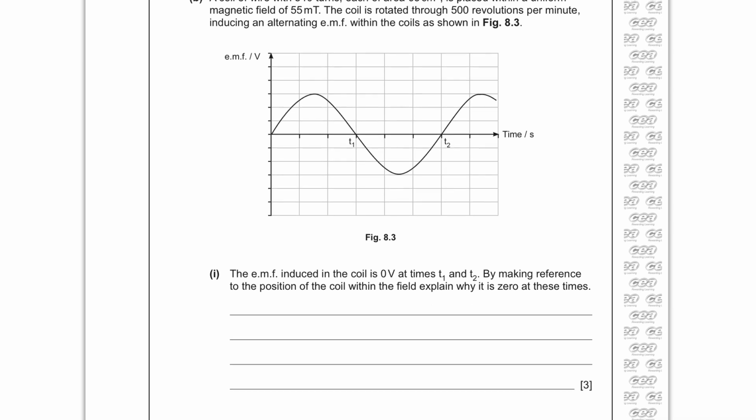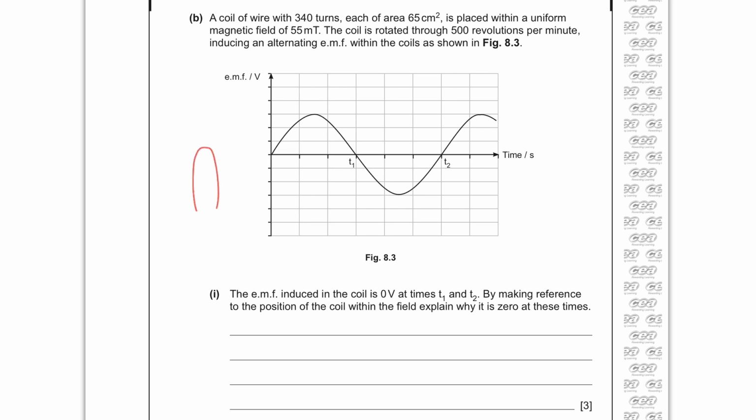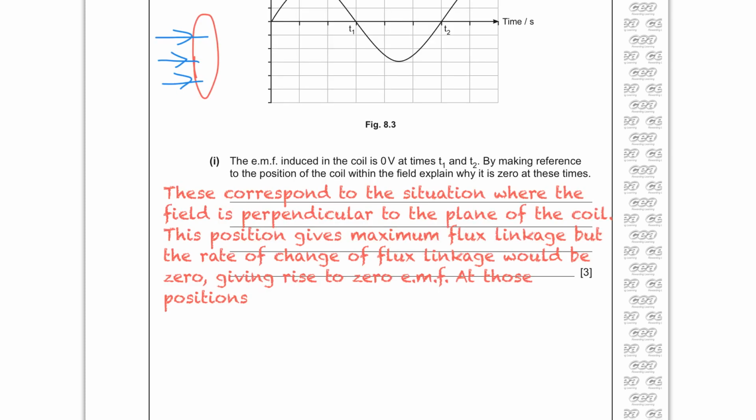So these will be the positions where the coil is at 90 degrees to the field coming through. And that gives you maximum flux, but 0 value for the rate of change of flux. Those positions correspond to the position where the field is perpendicular to the plane of the coil, and in those positions you've got maximum flux linkage, but the rate of change of flux linkage would be 0 at those positions, and that's why you get 0 EMF.